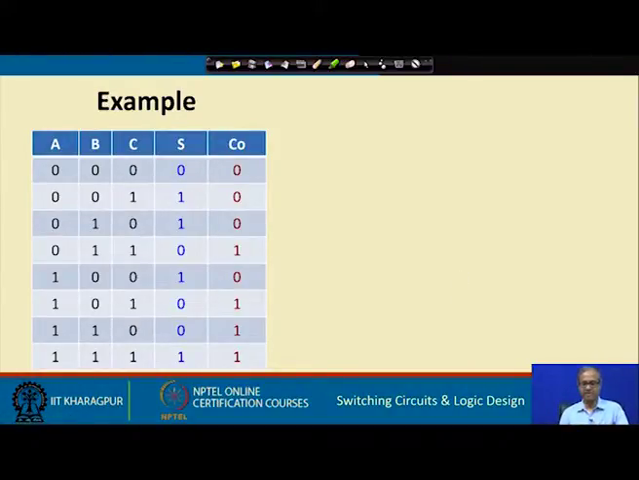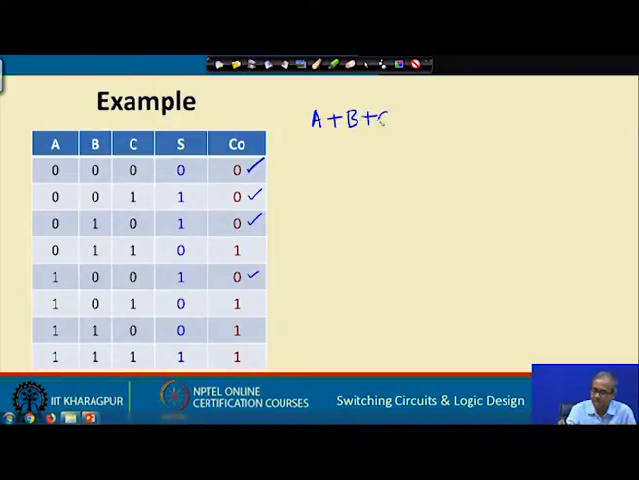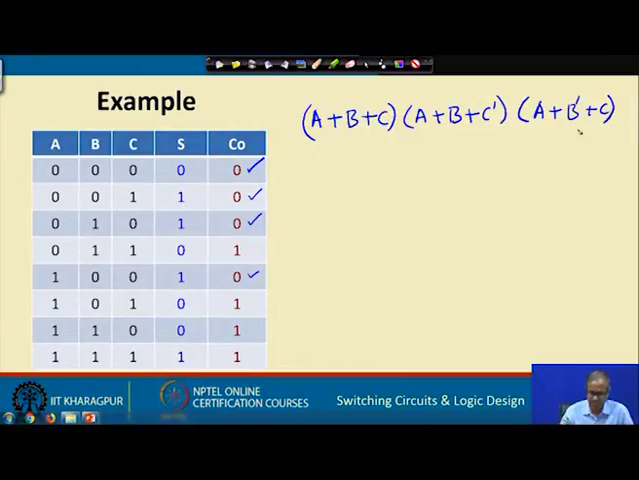So, for this full adder example again, let us look at the carry. Here the convention says you look at the outputs where the value is 0, and A, B, C all three are 0, 0, 0. Convention is do not complement them, A plus B plus C. Second one 0, 0, 1: the 1 means you complement. Third one 0, 1, 0, and last one 1, 0, 0. So, this will be the carry out.